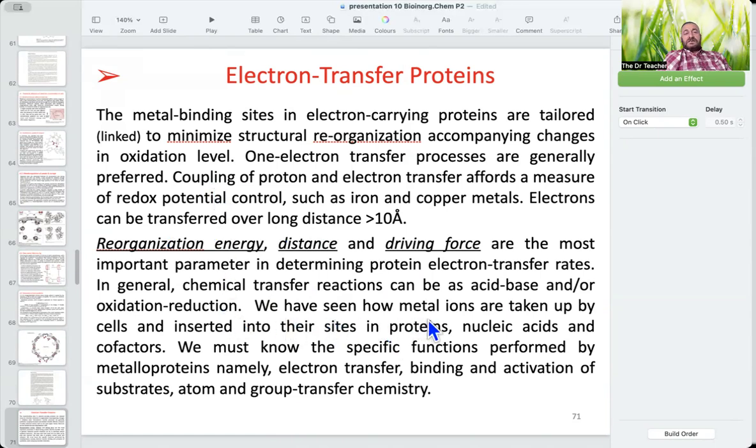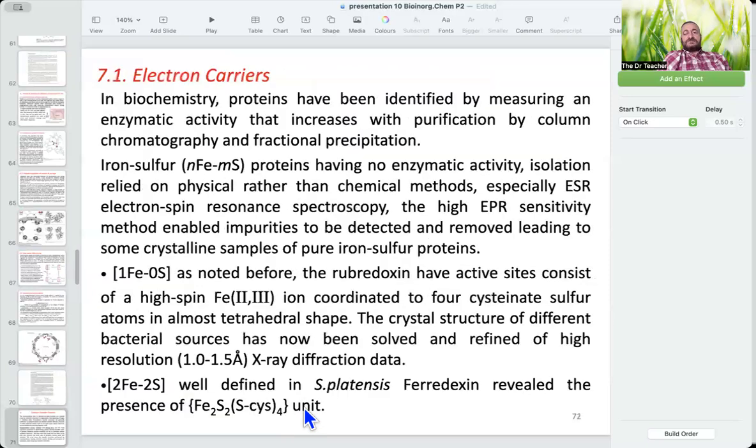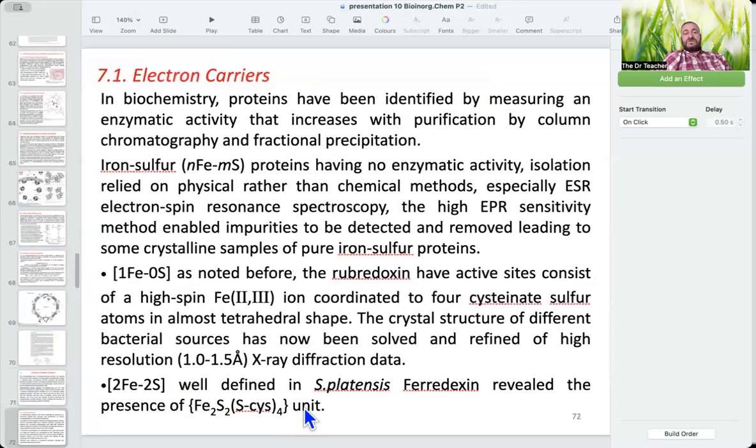And we have seen how metal ions are taken up by cells and inserted into their sites in proteins, nucleic acids, and cofactors. We must know the specific function performed by metalloproteins, namely electron transfer, binding, and activation. Electron carriers as well. Some biochemistry proteins have been identified by measuring enzymatic activity that increases with purification by column chromatography and fractional precipitation.